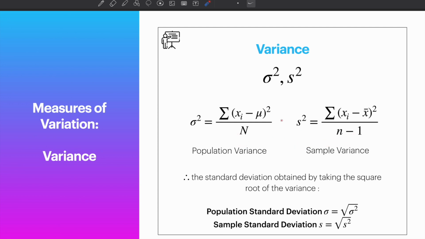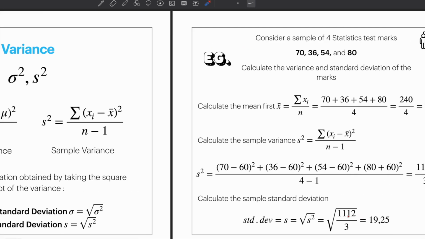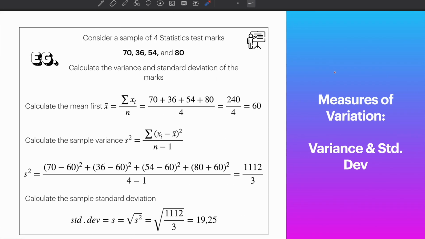After we are finished calculating this, we can move on to calculating the standard deviation, obtained by just taking the square root of the variance. Here's what we come to: a population standard deviation denoted by a sigma, and a sample standard deviation denoted by a small s. Right, let's now move on to an example.